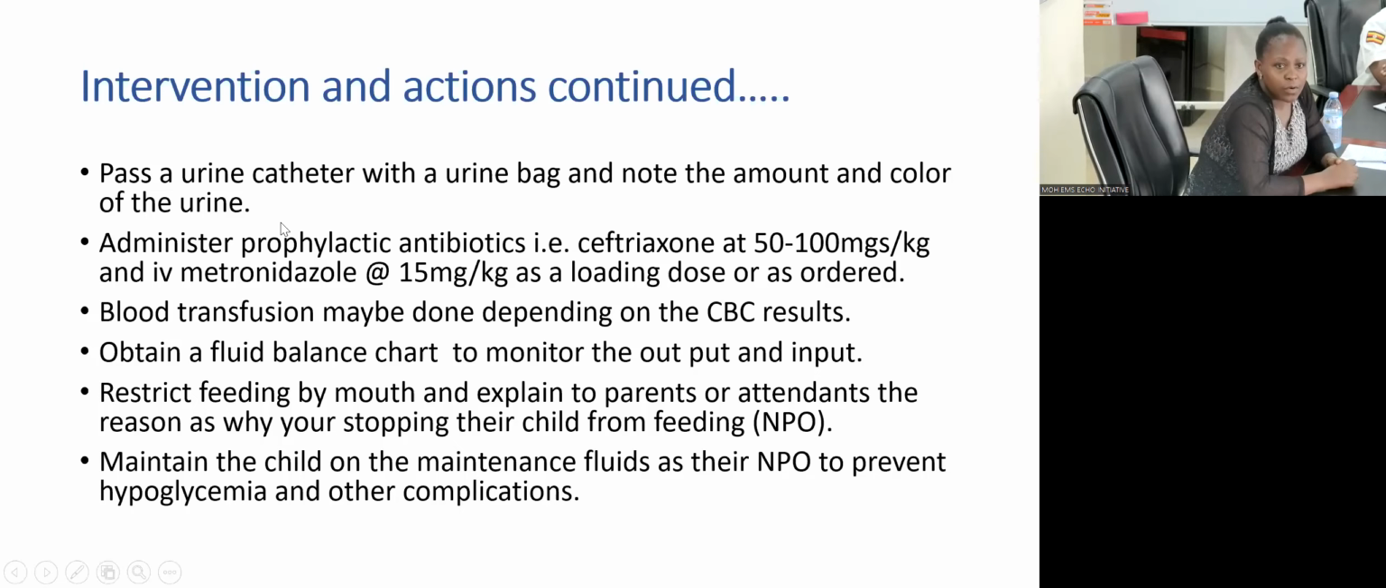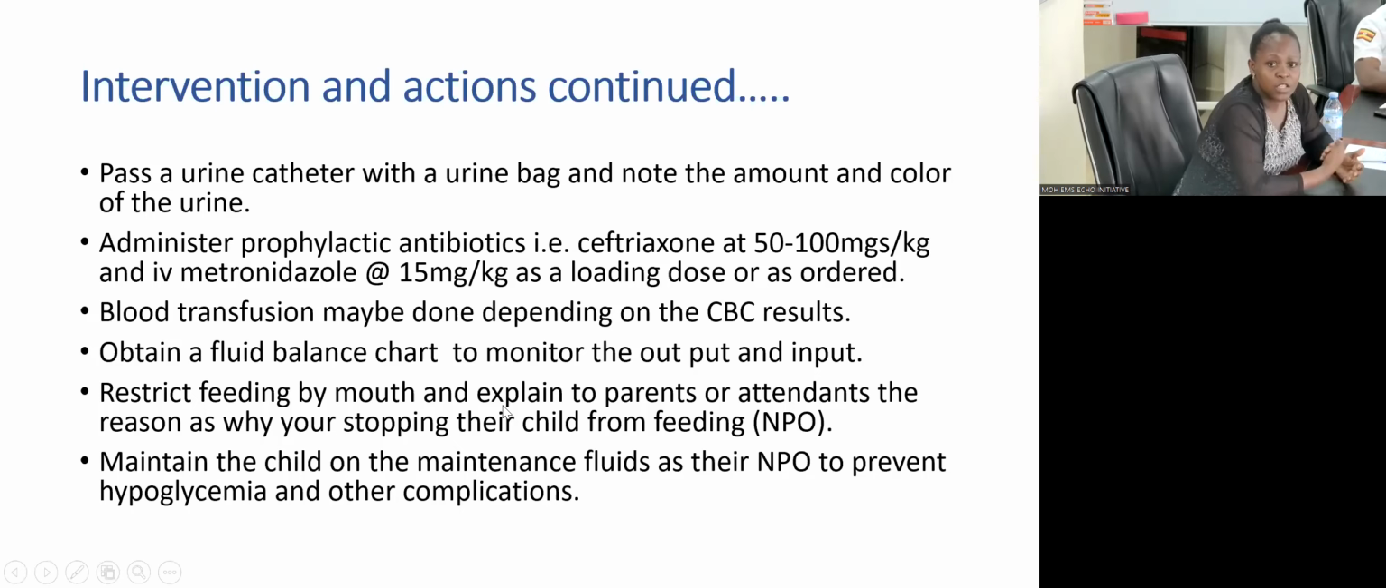We are dealing with IO, so we restrict feeding by mouth. Explain to the parents or attendants the reason why you're stopping their child from feeding. I've seen this happening so many times. A mother will ask you, why are you refusing my child from feeding? So you give them information as to why, so that they are not anxious and they are well informed.